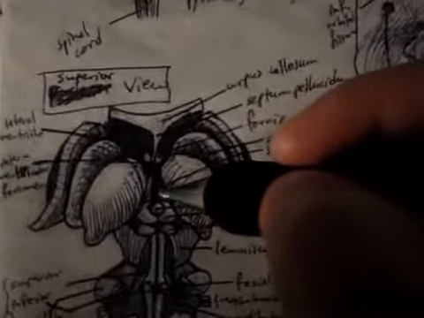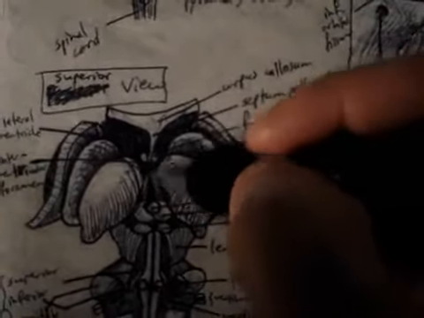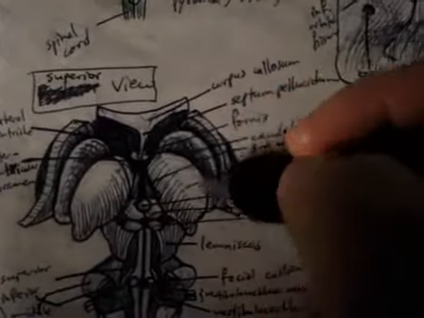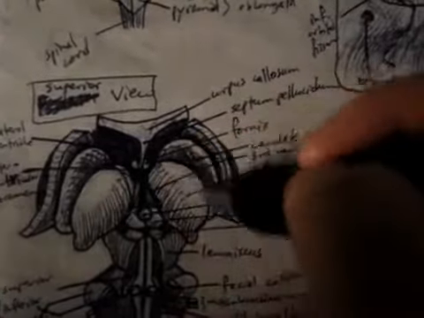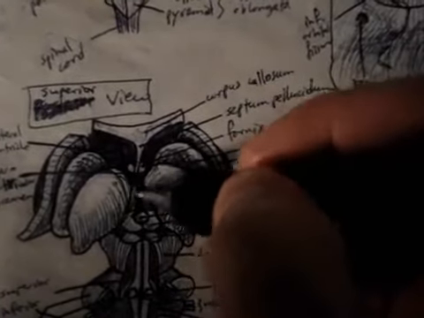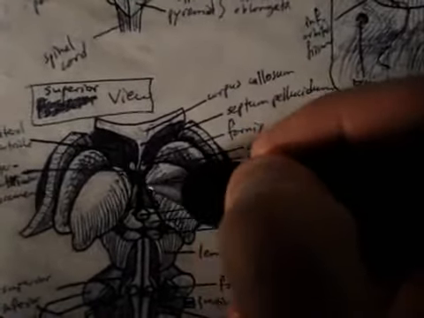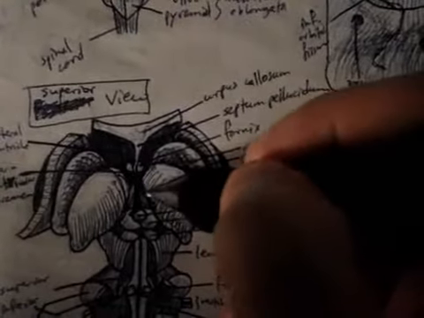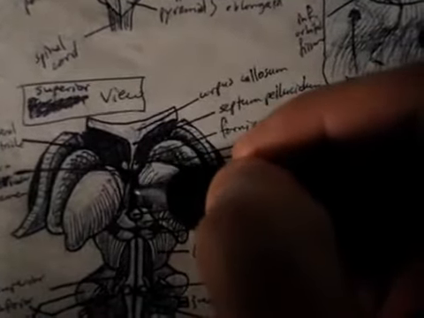So looking up here, this space here is the third ventricle. There is my thalamus, there's the left one and there's the right one, and there should be a drawing here showing the intermediate mass connecting the two, but it's been removed to show the third ventricle.